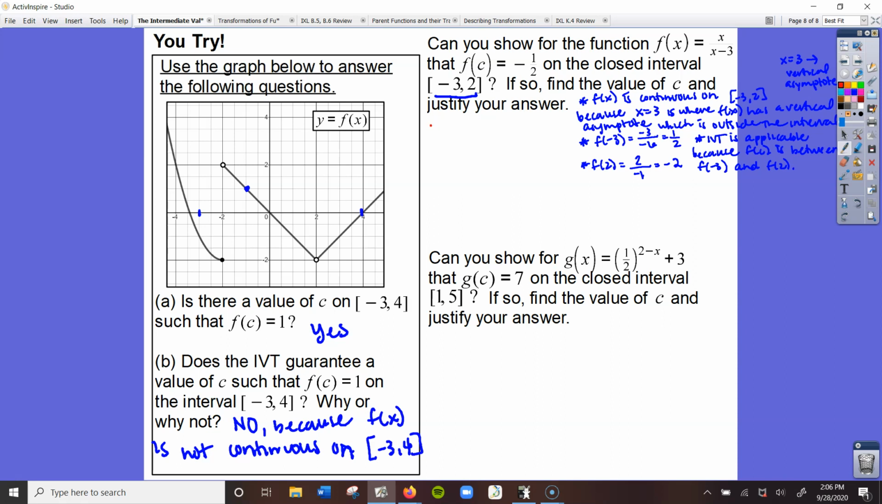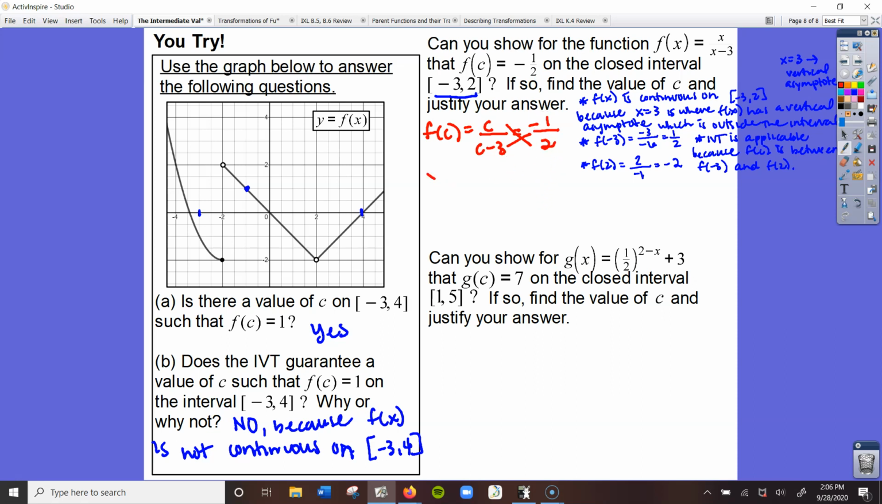remember that we are finding f of c, which is equal to c over c minus 3, and I'm going to make it equal to negative 1 over 2. When you're solving this, you can cross multiply. Remember, when a fraction is negative, you can assign that negative to either go with the numerator or the denominator. By default, I always put the negative in the numerator.